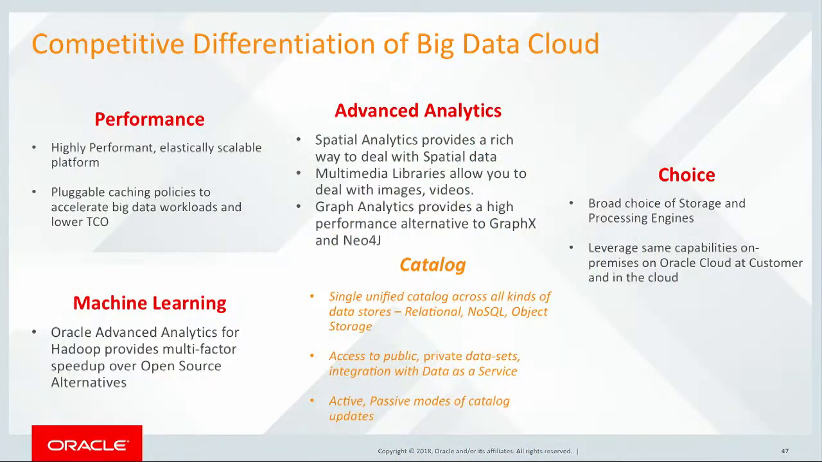So just to summarize the big data differentiators: performance is one big thing, because of the infrastructure and the optimizations that we have done. Machine learning capabilities and advanced analytics is a huge area where we have invested and done a lot of innovation. A data catalog differentiates us from other vendors, because we have a single data catalog for all the platform services and all your data platform needs. And finally, choice of deployment. You can deploy big data on your premises as an Oracle cloud, or you can deploy big data in Oracle data centers as a public cloud.